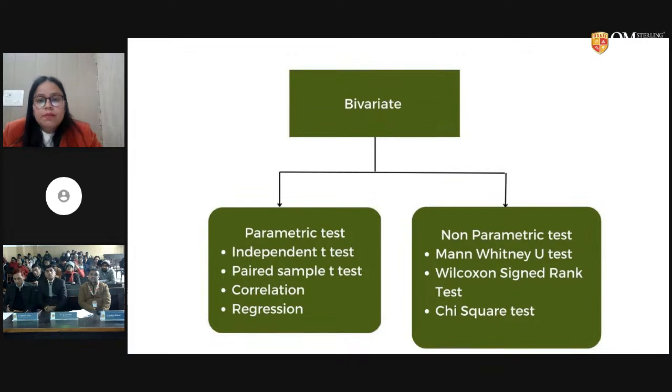First is independent t-test, under the categorization of parametric test. Then we have paired sample t-test. Then we have correlation, regression. In non-parametric tests, we have Mann-Whitney U-test, Wilcoxon signed rank test, and then we have chi-square test.